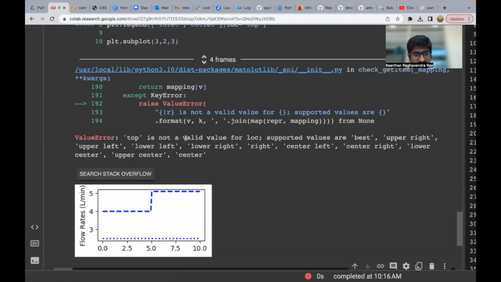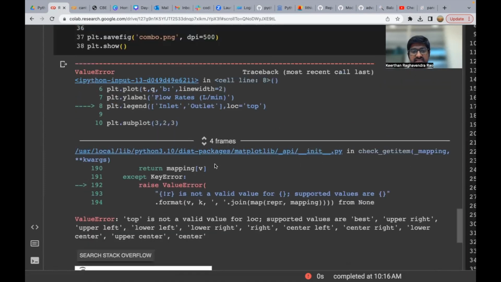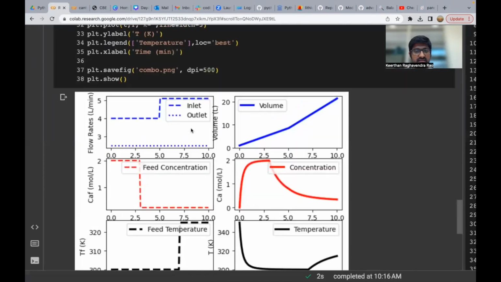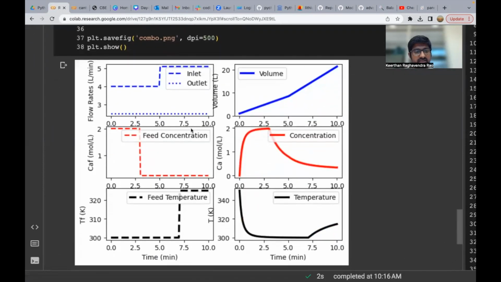Okay, there was a problem here. So it says raise value error. So top is not valid. So that's good to know. So best is the default option. Here are the other options that you can give. I guess I can just leave this to be best. And when we run this cell, this is our plot. So this is how it looks.